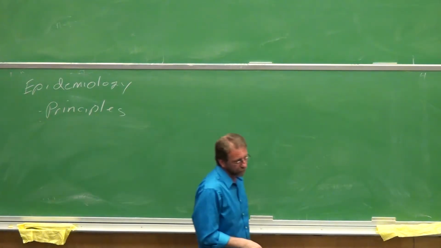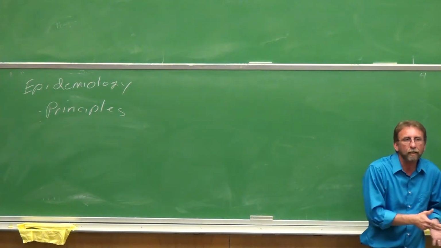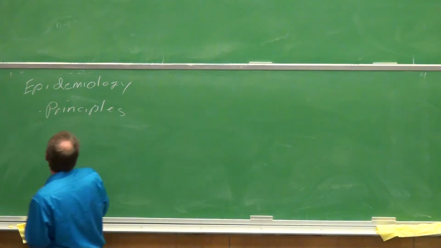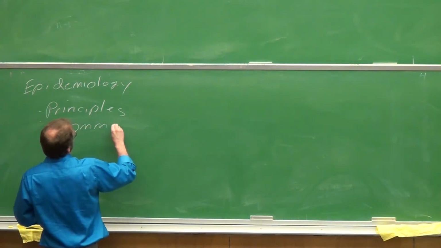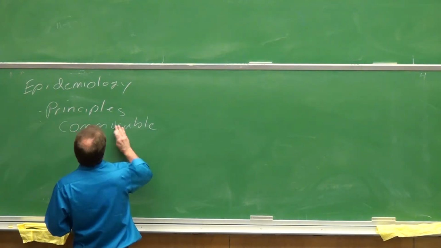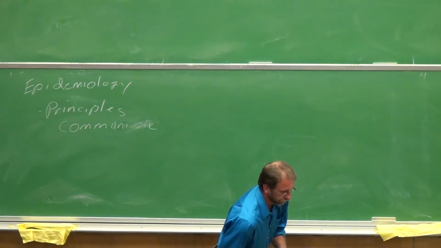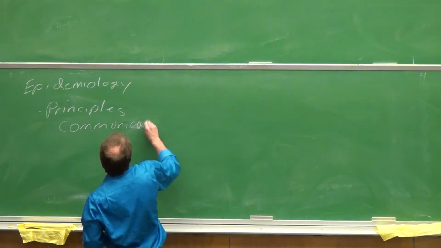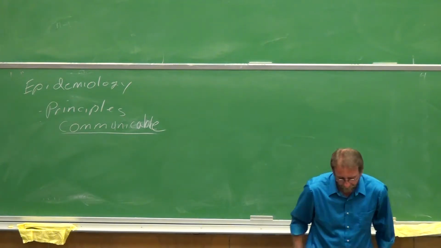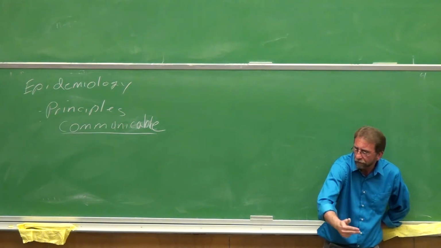We consider the principles of epidemiology. We're really talking about communicable diseases and non-communicable diseases. Now, a communicable disease is something that can be transmitted from one person to another. So there's a chain of events that goes on with that transmission.